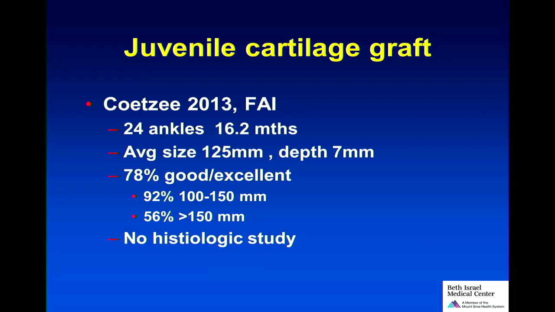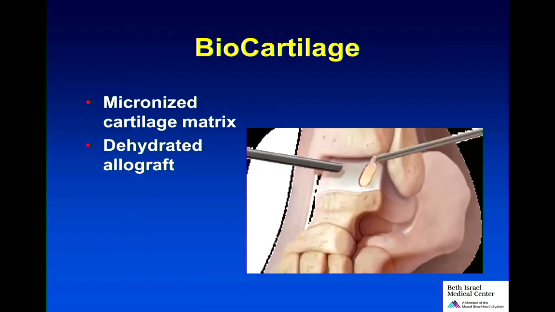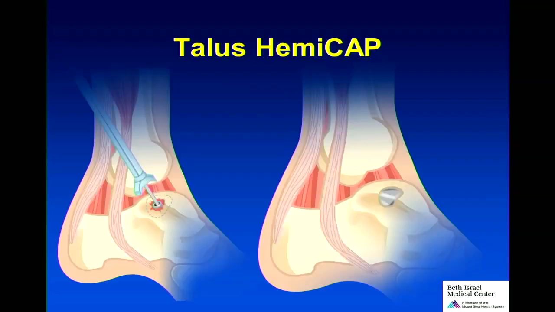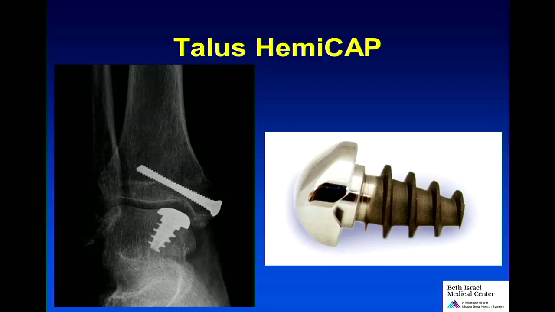Coetzee looked at a multi-center study, which showed decent improvement in terms of scores, but again with differentiation in terms of size of the lesion, with those over 150 millimeters having a poorer result. And really the longer-term histological outcome of this graft is unclear as well. The biocartilage, which we talked a little about earlier, is really just a micronized cartilage matrix, usually combined with some sort of blood product, a platelet-rich plasma or bone marrow aspirate. A different approach is this talus hemicap. This is a metallic implant that is designed for the medial talus, but really no studies in terms of outcomes.